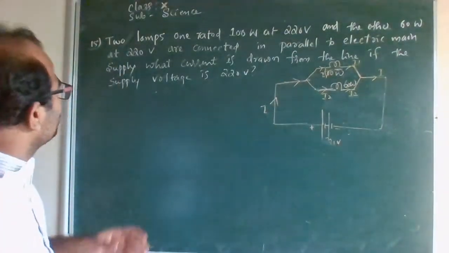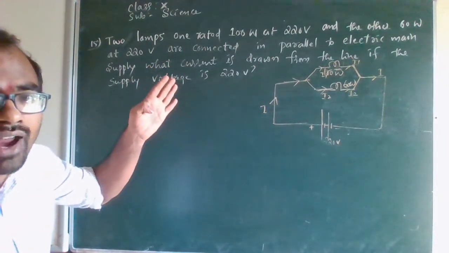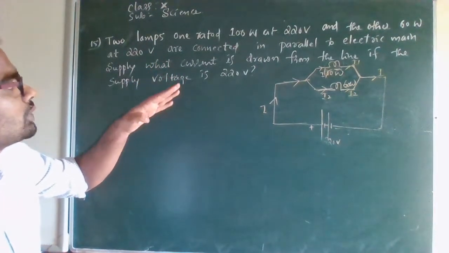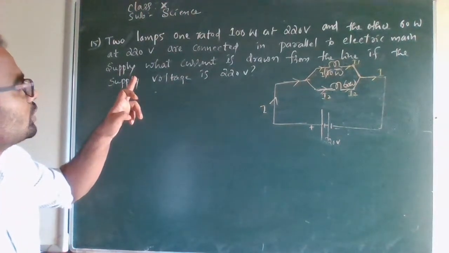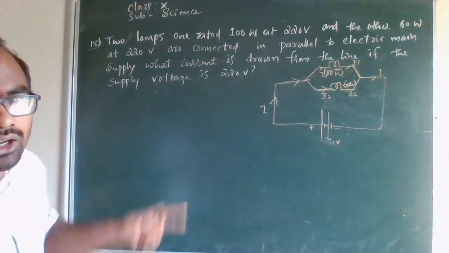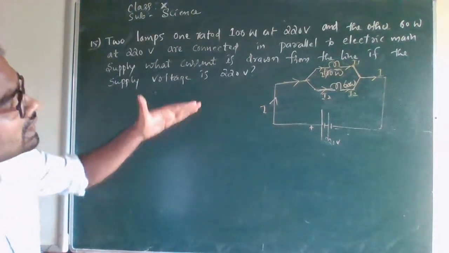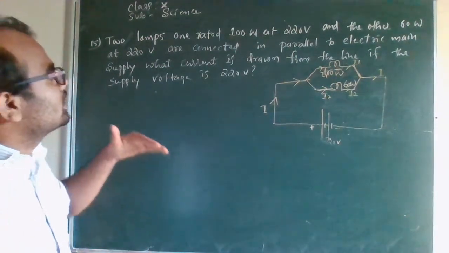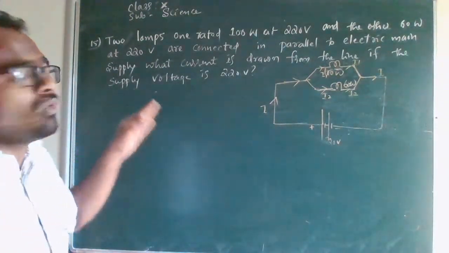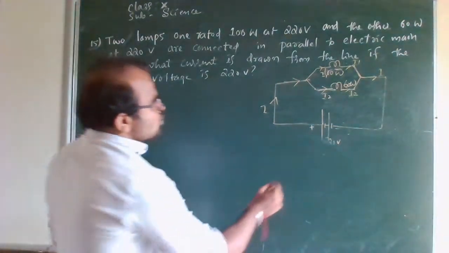What is the problem given here? Two lamps, one rated 100 watt at 220 volt and the other 60 watt at 220 volt, are connected in parallel to the electric main supply. How much current is drawn from the line if the supply voltage is 220 volt? So the supply voltage here is 220 volt.